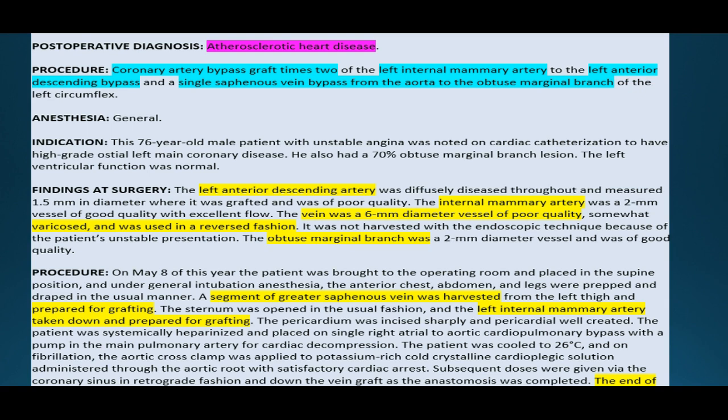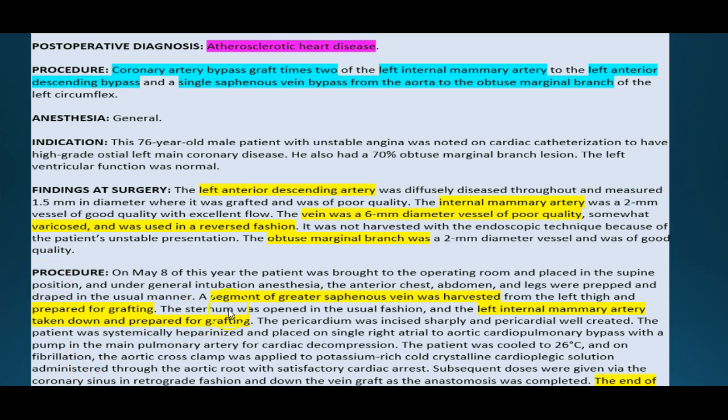So I just want to give you some more information to make a little bit more sense of the case. He's saying it was not harvested with this, however, it was harvested. He's just saying that he didn't use an endoscopic technique. Now they're talking about the obtuse marginal branch was 2 millimeter in diameter and was of good quality. They're giving you the poor quality vessels and the good quality vessels for a reason, because they're going to use the good quality vessels to bypass the poor quality vessels.